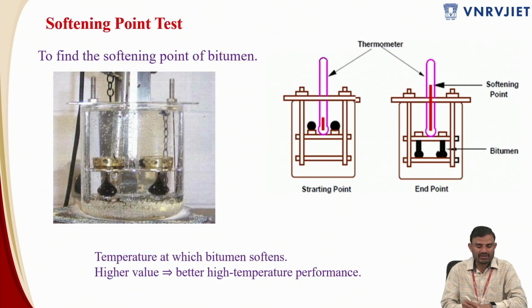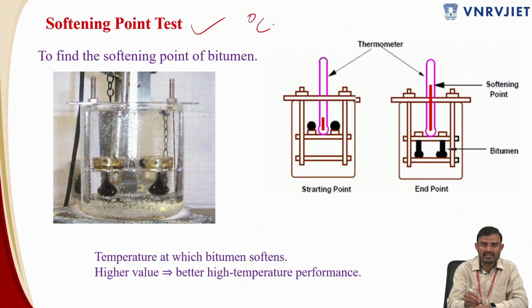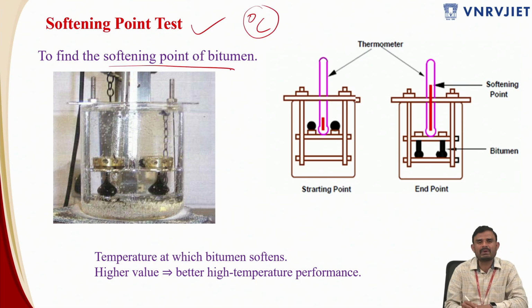The other third test we are going to look into is the softening point test. The name itself is indicating it: you have to find out the temperature. Just like in the previous case the ductility was in centimeters, this is a temperature. What is the temperature? It is the temperature at which the bitumen becomes soft.